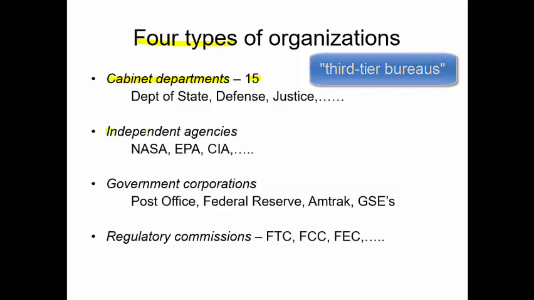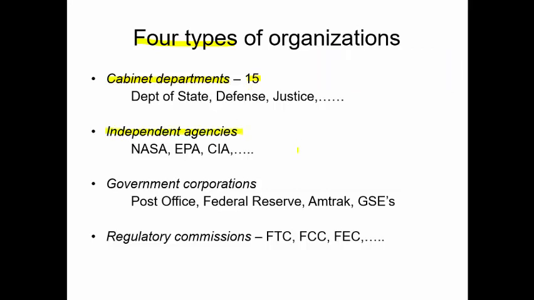We also have a number of independent agencies in the executive branch. There are some examples right there. We'll talk about some more of those in a minute. We also have government corporations in the executive branch. Post office is one of those. We'll talk about why they're called government corporations here in a minute. And then a fourth type of organization in the executive branch are the regulatory commissions. So we'll talk about a few of those here in a second.